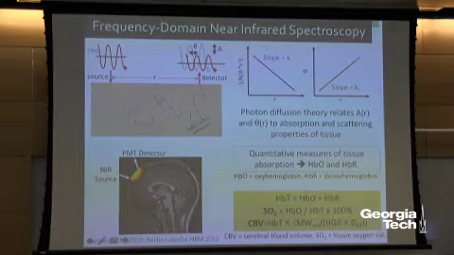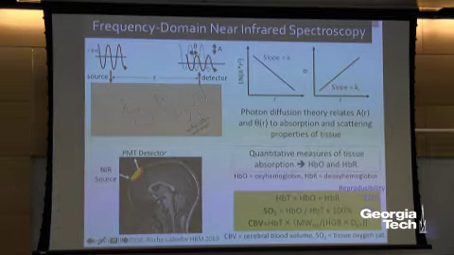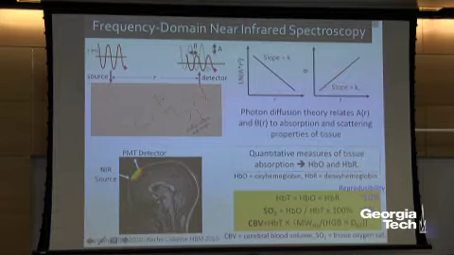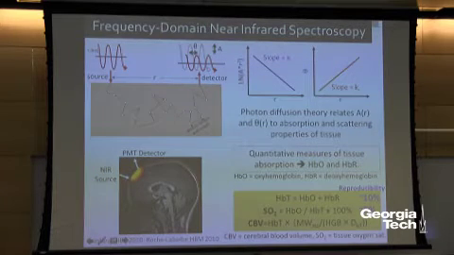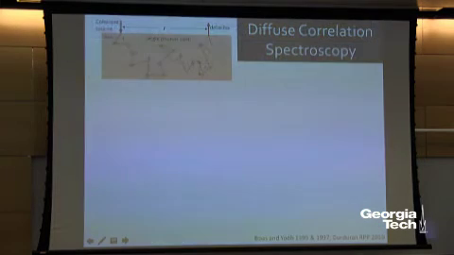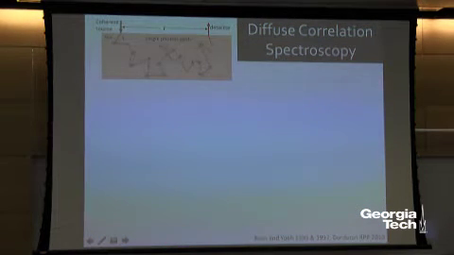And the reproducibility of these measurements, at least in babies, is around 10% for hemoglobin concentration, around 5% for oxygen saturation. So it's quite a robust measurement. Then a complementary technique to FD NIRS is diffuse correlation spectroscopy, which is used to measure the dynamics of the tissue, and by that I mean the flow in the tissue.